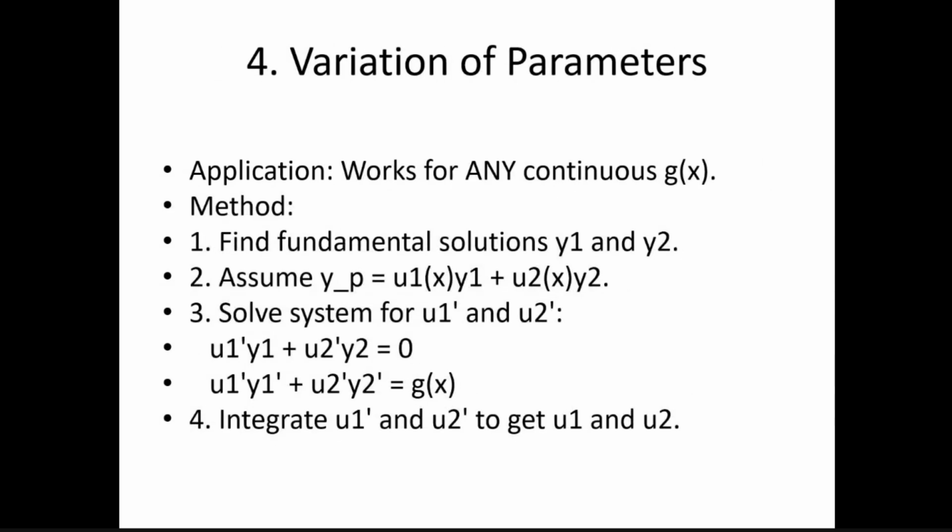If the guess for y_p overlaps with the homogeneous solution, multiply by x or x squared. Now variation of parameters. This works for any g(x). First find the solutions y1 and y2. Then assume y particular is u1, which is a function of x, times y1, plus u2, which is again a function of x, times y2. Then we will solve this system of two equations. How do we get it?